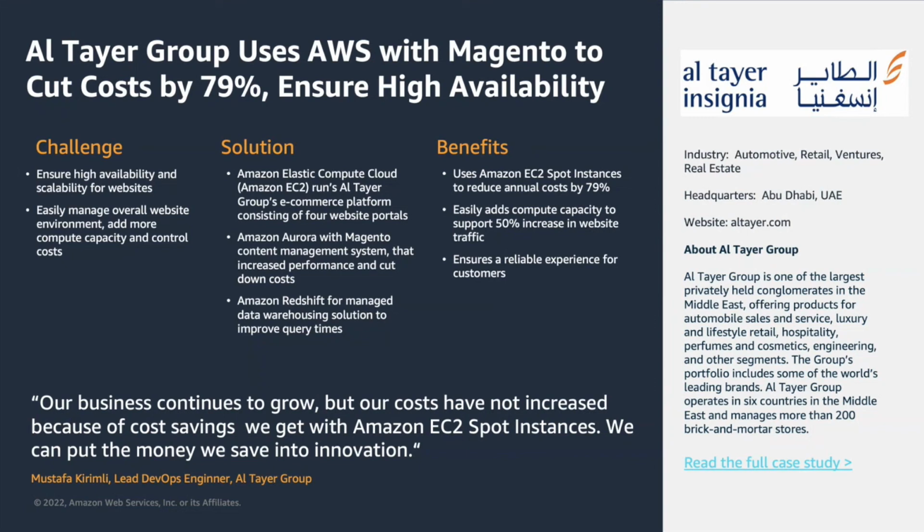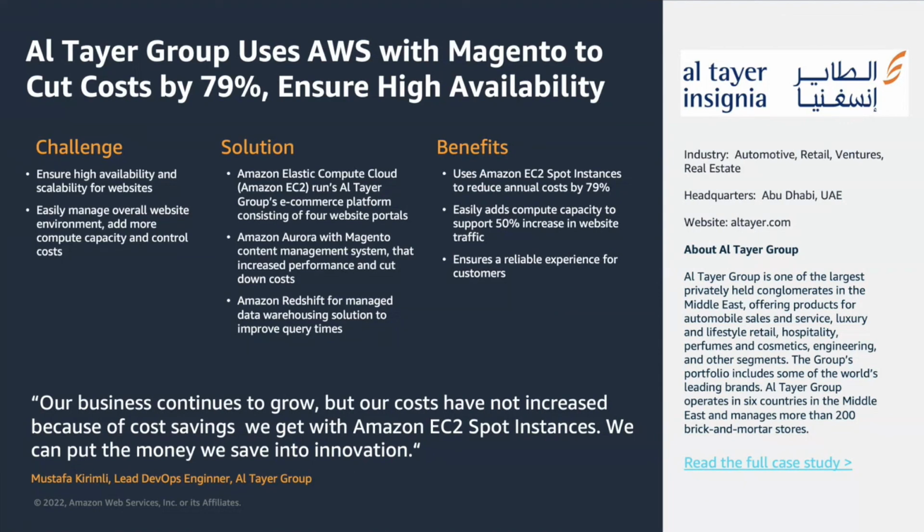The other decision they made was to use their Magento content management system with Amazon Aurora, which is our proprietary database offering. With that, they were able to increase performance up to 400% and cut down costs by 40%. The other change they made was moving their on-premise data warehousing solution to Amazon Redshift, which is our managed data warehousing solution. That helped them, again, cut down costs and improve query times.